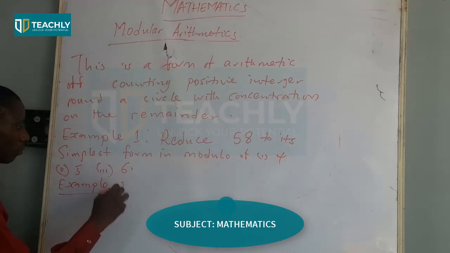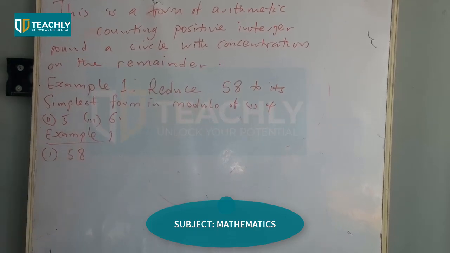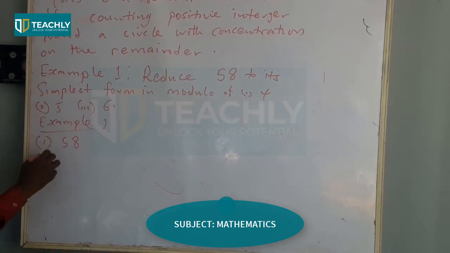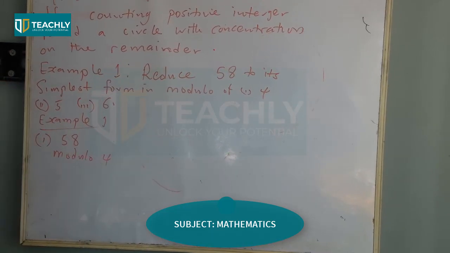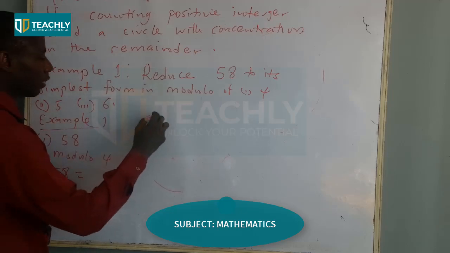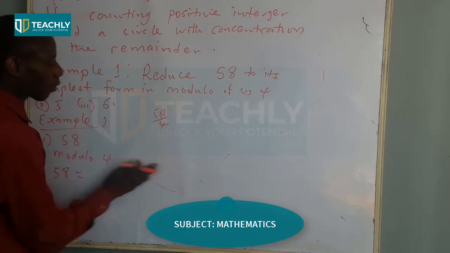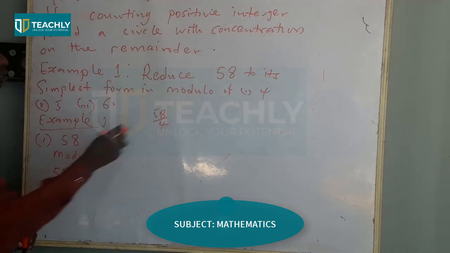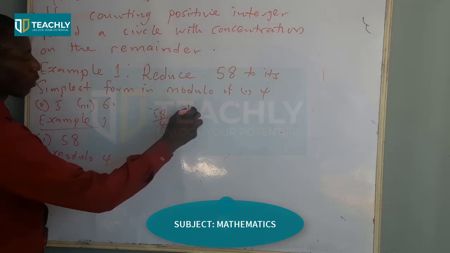The first one is 58, and we want to perform it in modulo 4. We are going to express it as 58 divided by 4. How many 4s can you find in 58?